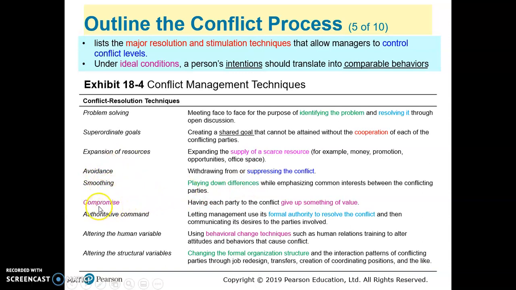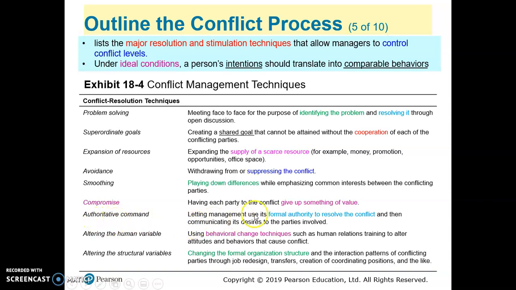Another approach is using compromise. Compromise is one of the techniques to resolve conflicts, where each party to the conflict gives up something that they value. So it's a kind of give and take. Both parties try to give up something that they value. That means they are not really competing to get the same thing that they desire.